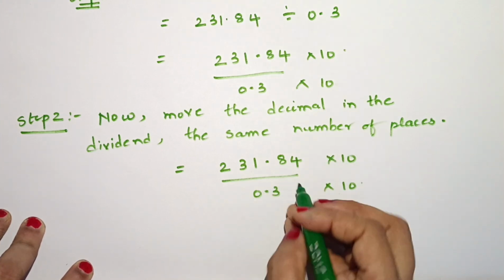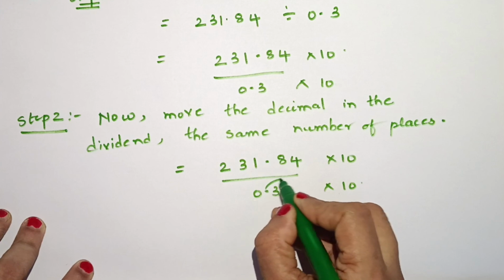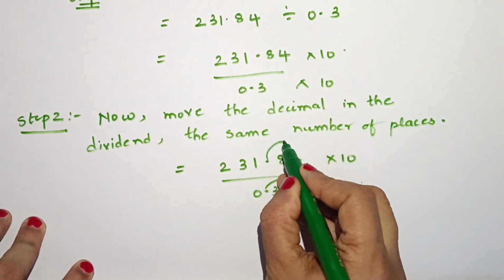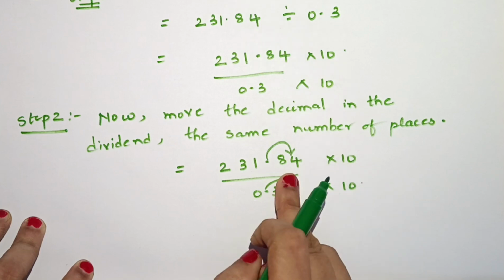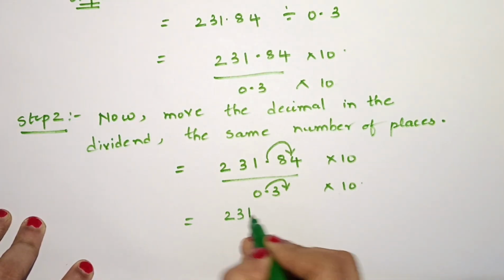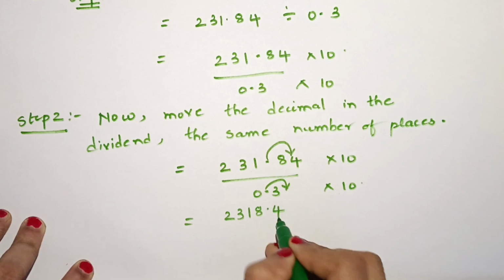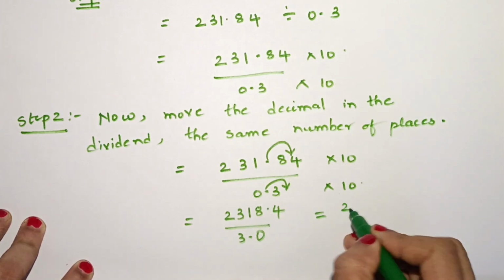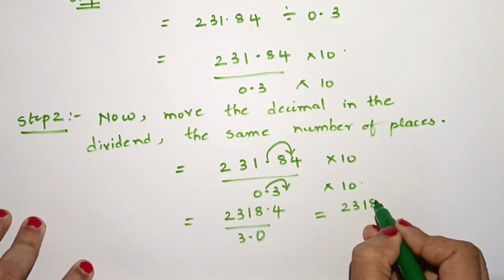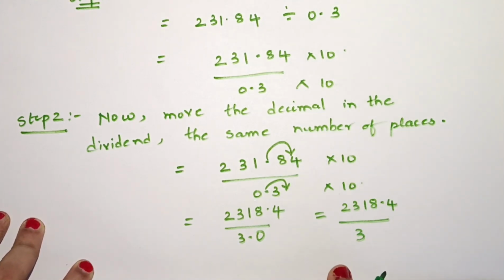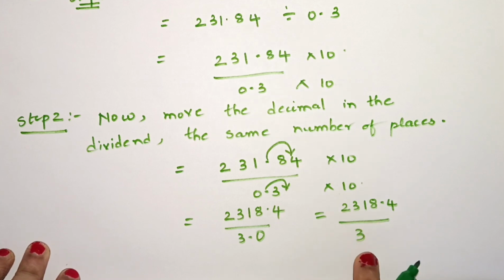Okay. Now after this, what will you do? Shift towards right side. How many places? One place. Same thing you have to shift towards right side in the dividend, one place. So your actual question is what? 3.0, which can also be written as 2318.4 divided by 3. Now can you see your new question?